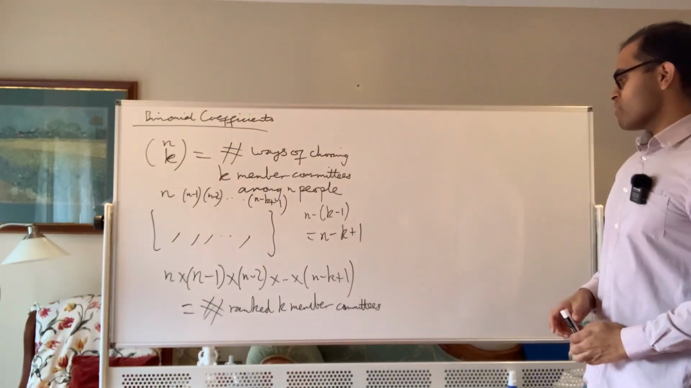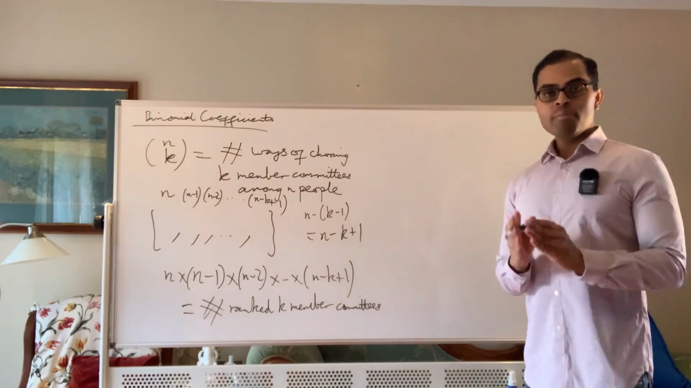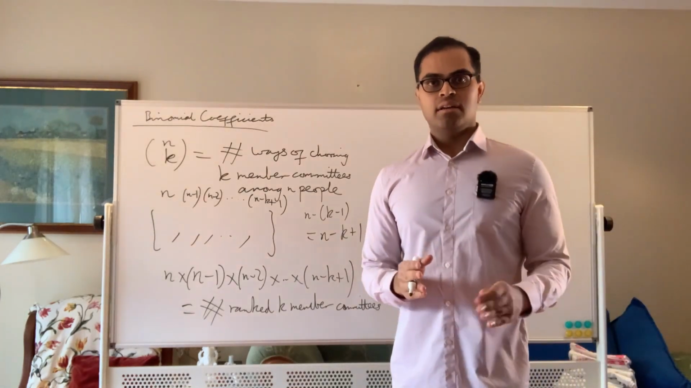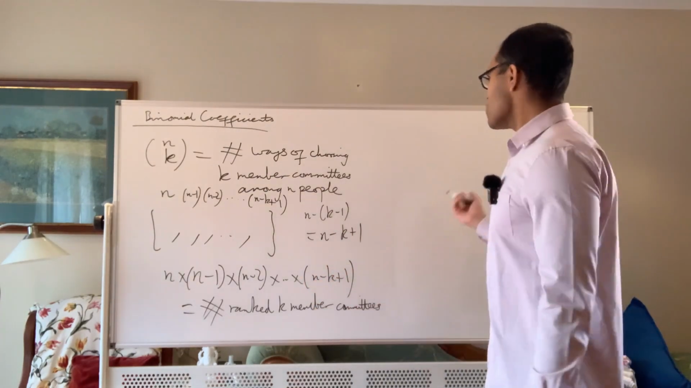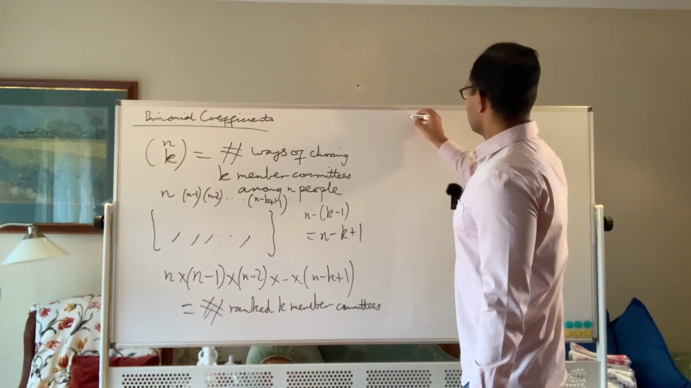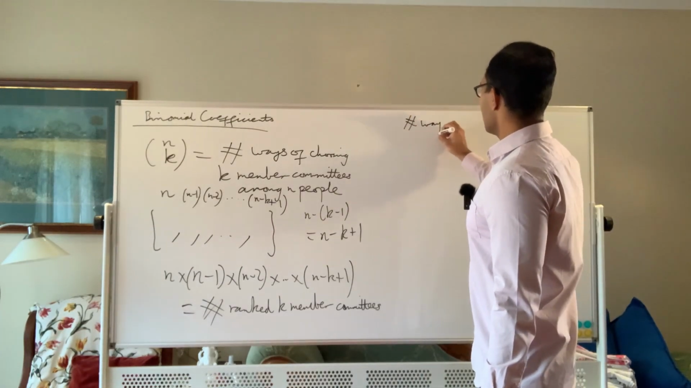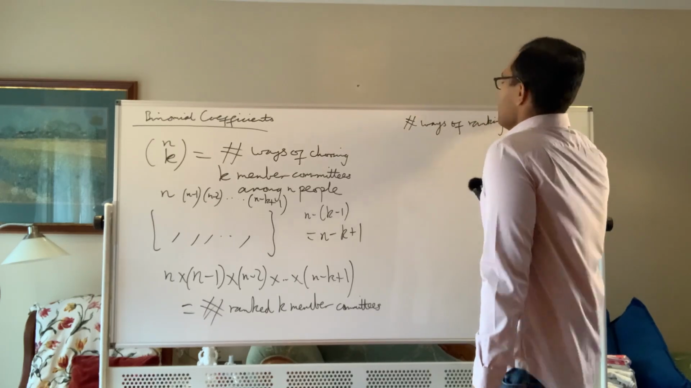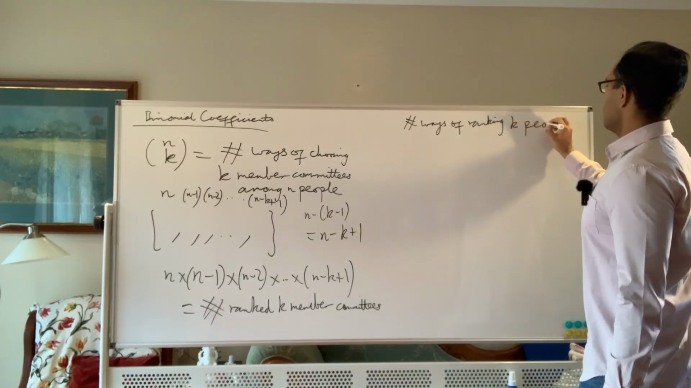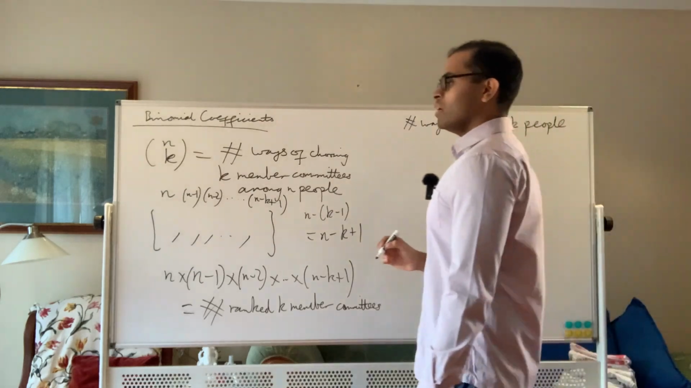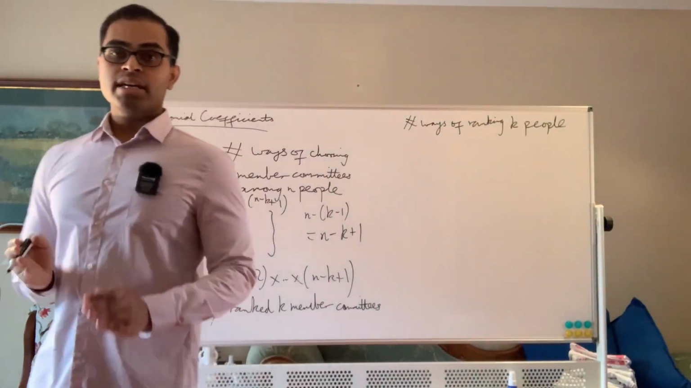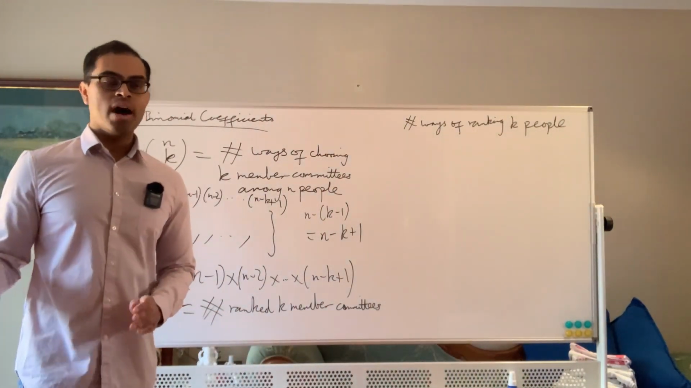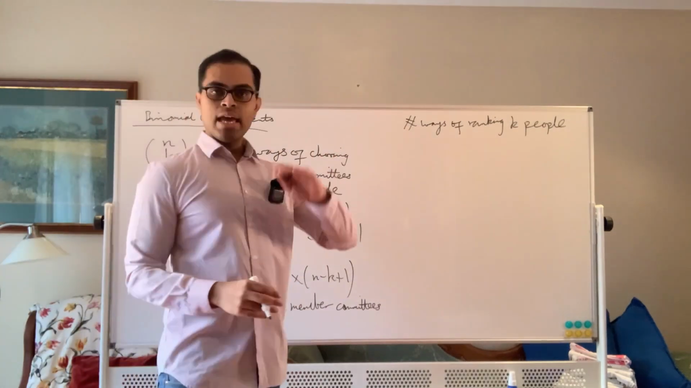But that's going to be the number of ranked k-member committees. Now, how many ways are there of ranking k-member committees? Okay, so here's the question. How many ways are there of ranking k people? So we found out how many ways of ranking 3 people. It was 3 times 2 times 1. How many ways are there of ranking k people?